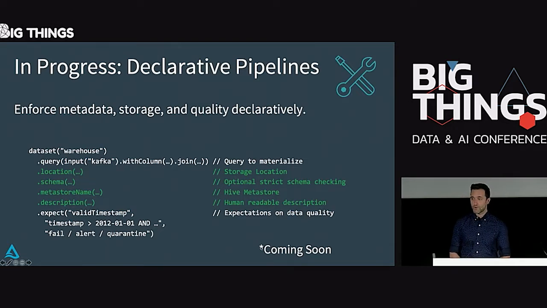And then finally, you might want to register it in a metastore, so it's discoverable by other people in your organization. Or you might want to add a human-readable description that says where this data is coming from, how it was processed, what it's used for, so that other people can understand the quality and contents of this table.